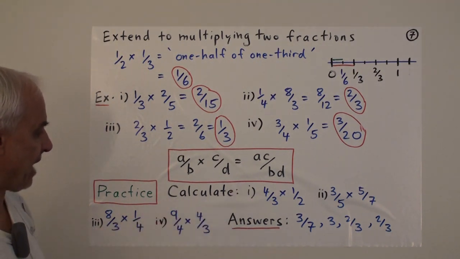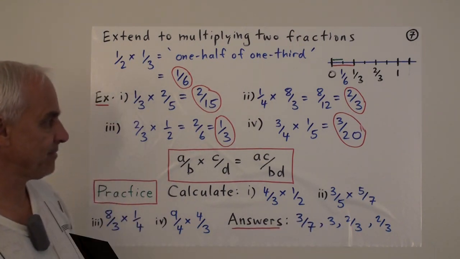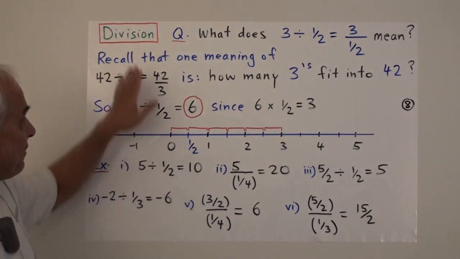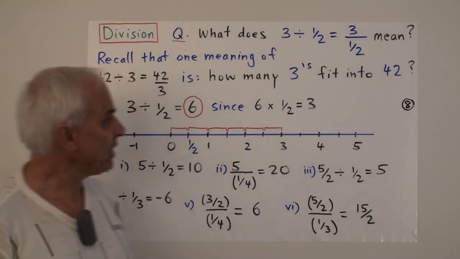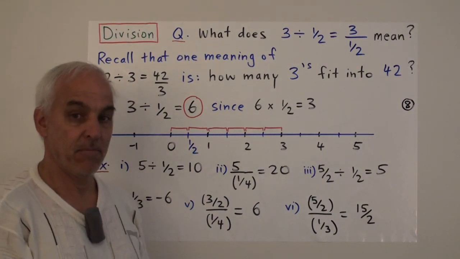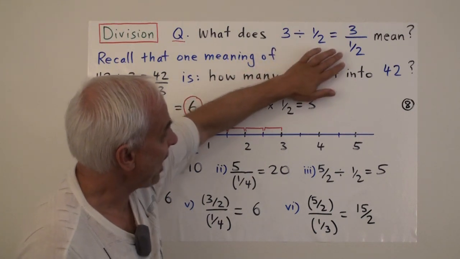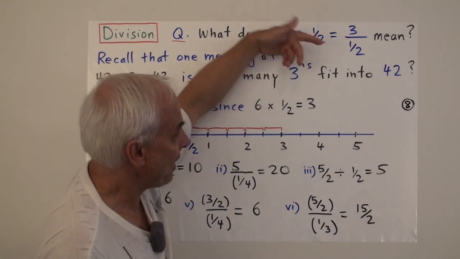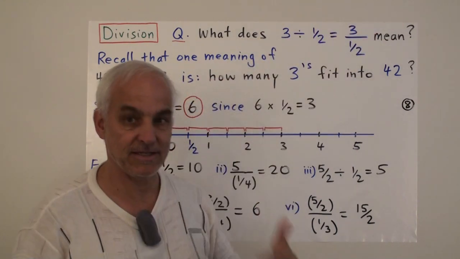And here are some practice examples of multiplication with fractions and some answers. While most students find multiplication of fractions pretty simple, division with fractions is usually a little bit trickier to understand. So let's start with a simple example. What does 3 divided by 1/2 mean? And I'll note that this notation and this notation are really the same. That horizontal line means divided by.